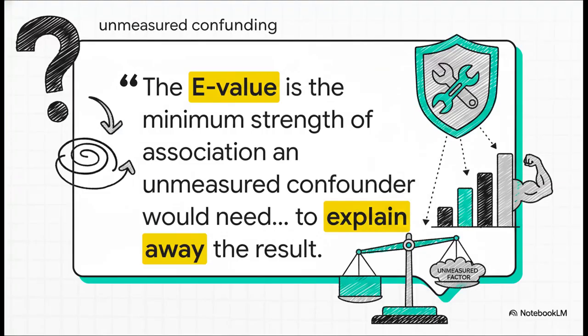One of the biggest criticisms you'll always hear about RWE is the unmeasured confounder, that unknown factor that might be secretly driving your result. The e-value is a really elegant tool to address this head-on. It basically calculates how powerful an unmeasured factor would have to be to completely erase your finding. It's a way of stress testing your result and being totally transparent about its potential vulnerabilities.